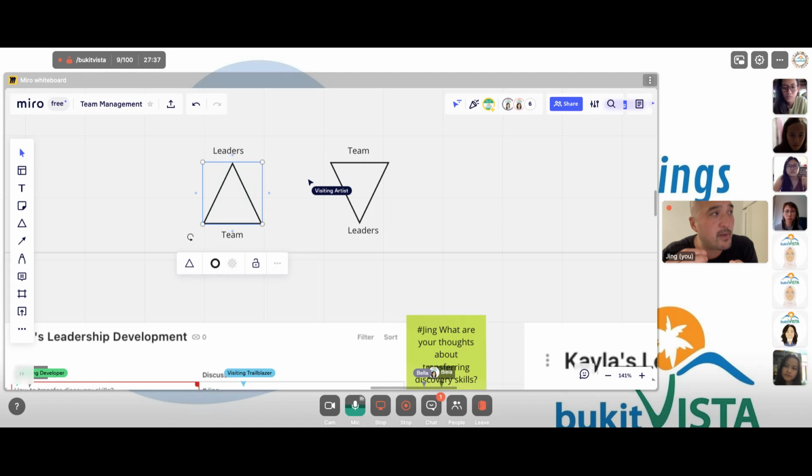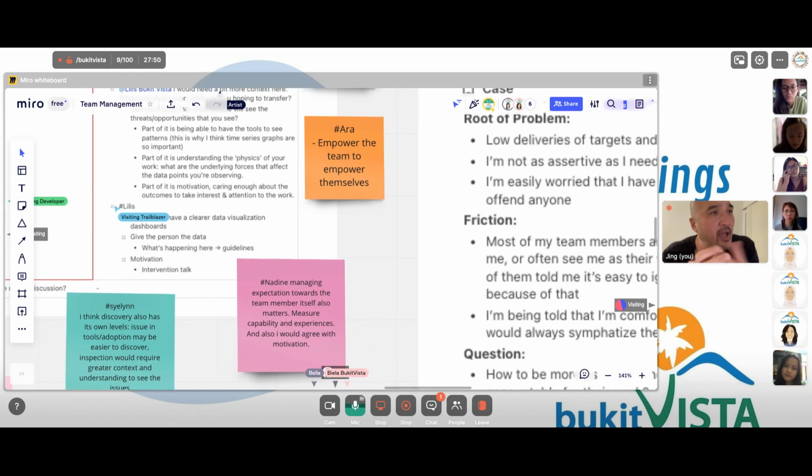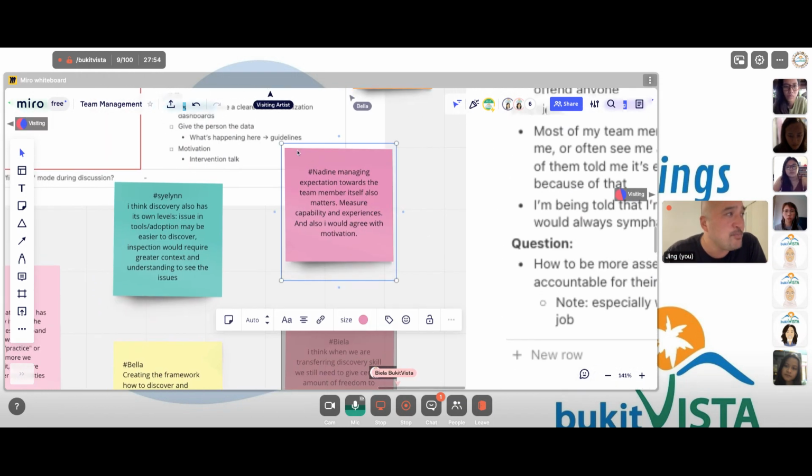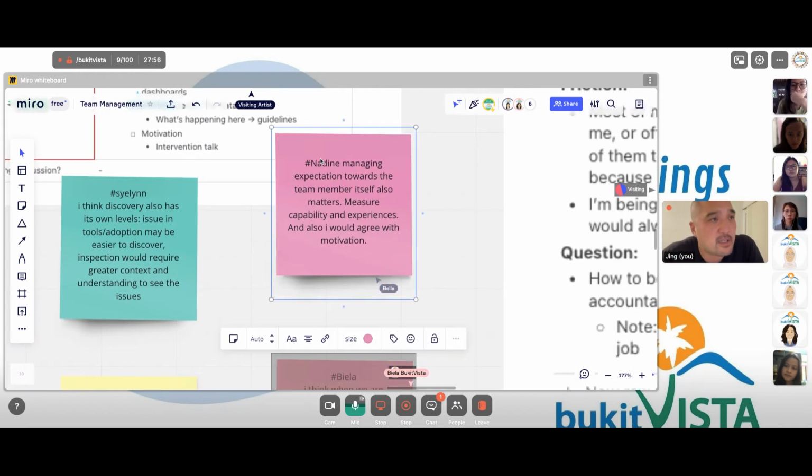Does anybody have any questions or feedback on that? If you do, please put some Post-it notes. I expect there to be some questions about that because that could be a controversial idea. So if you do have any questions, feel free to put a Post-it note there. Okay, in the meantime, let's examine some of the thoughts that everybody put down here. So Nadine put down some thoughts. What do you think of this?